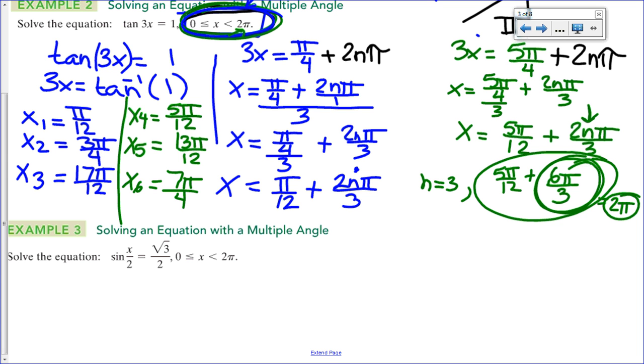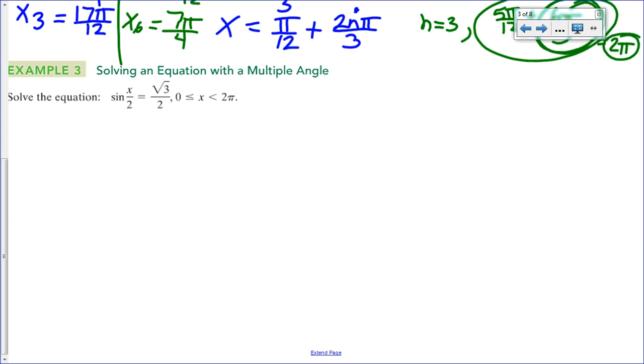5 pi over 12. Very good, very good. Do you guys see how important fractions are? Do you see this one? I do. Okay, so next question.